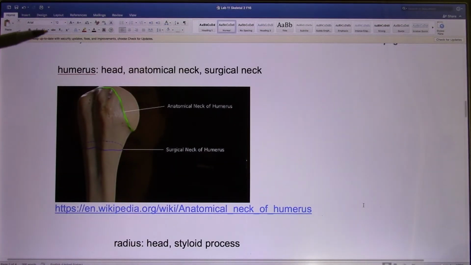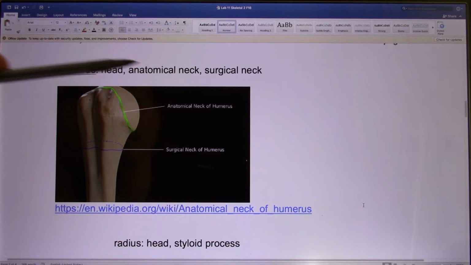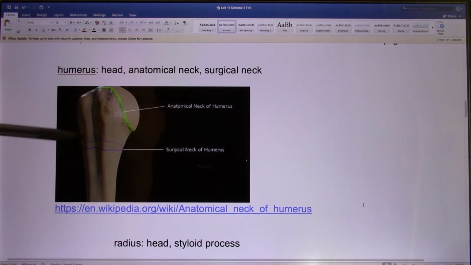The humerus, let's look at the humerus. The humerus has two necks. This one is called the anatomical neck, and this one is called the surgical neck. I got this picture from Wikipedia. What's the difference? The anatomical neck is where, if you cut it, you find the epiphyseal line is inside. That's where your epiphyseal line is located. That's why it's called the anatomical neck, because of the anatomical landmark.